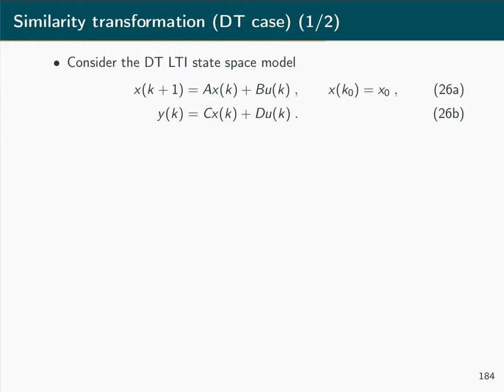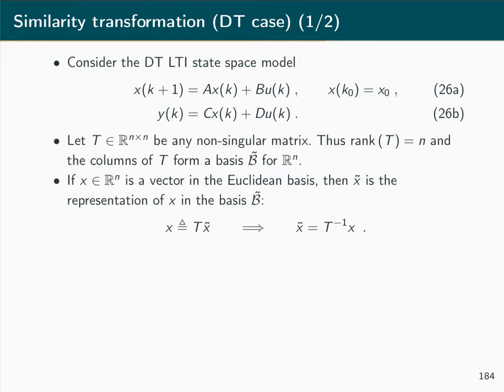9 and which is stated here again in equation 26, including the system equation and the output equation. In addition to the system, we suppose here that some non-singular matrix T is given. Non-singular means that the rank of the matrix T is equal to its dimension n, and moreover, the columns of T are linearly independent and hence they form a basis for the space Rn.